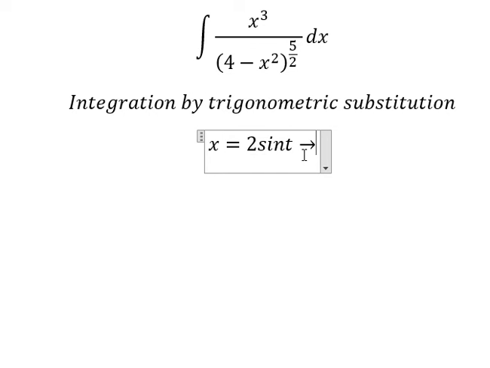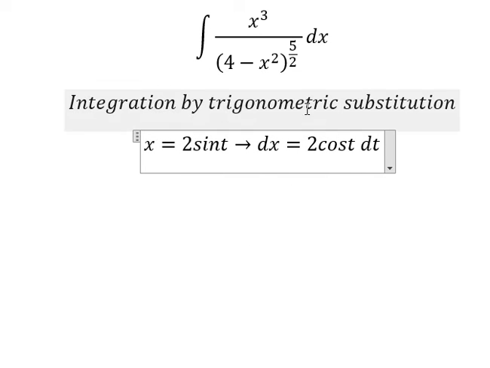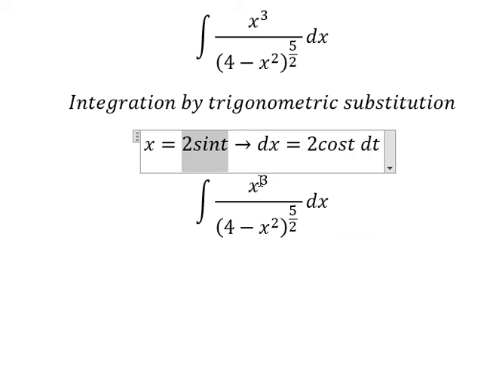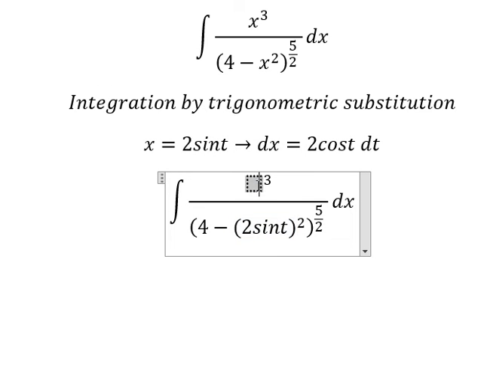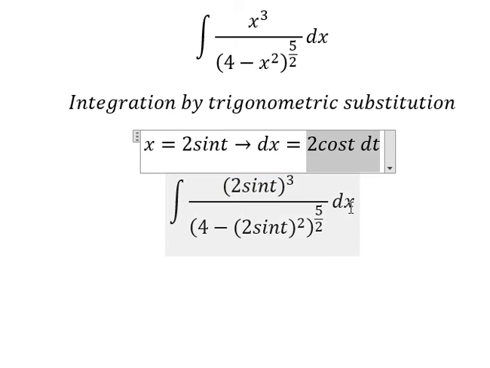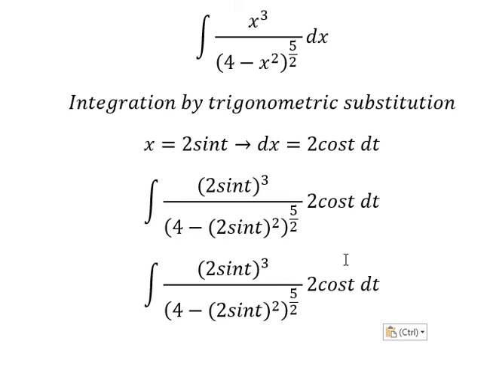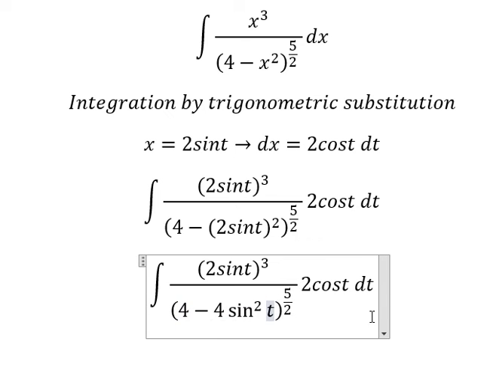Next, we take the first derivative of both sides. And you get ds equal to 2 cosine t dt. So I will put this one in here and here. ds we change by this one. This one we have 4 sine squared t.